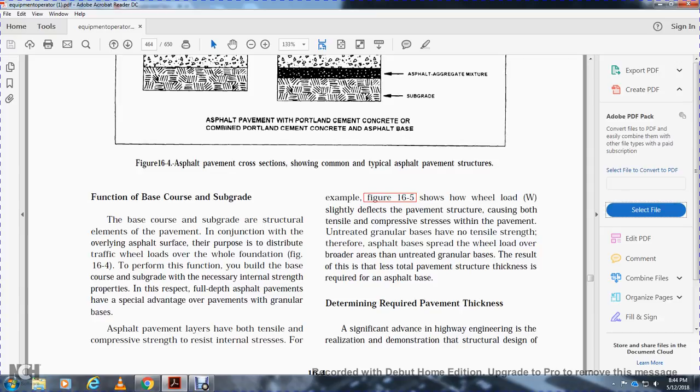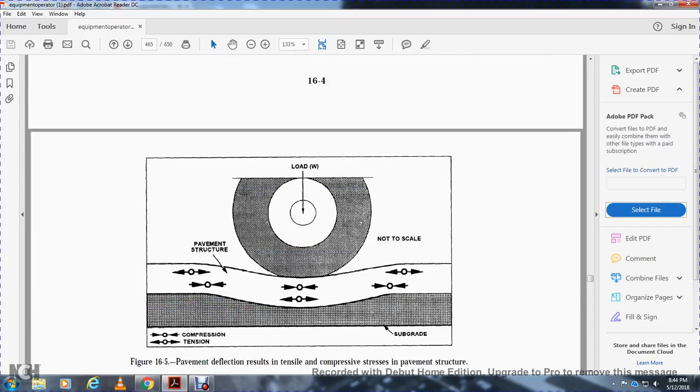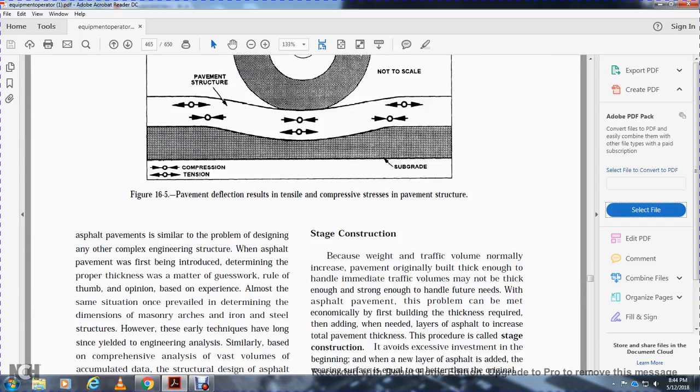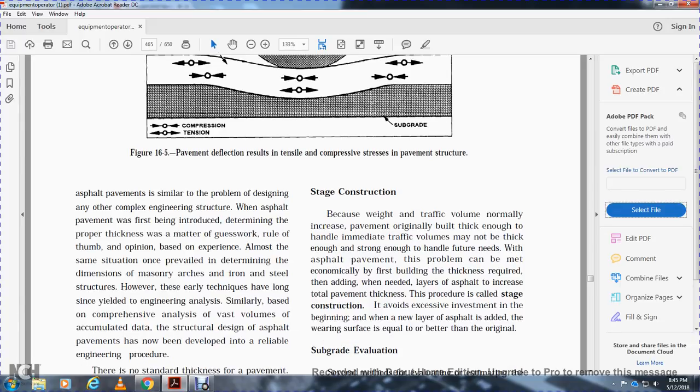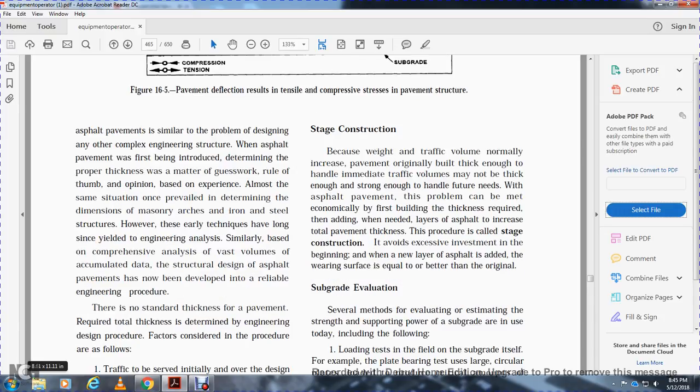Determining the required pavement thickness. A significant advance in highway engineering is the realization that the structural design of asphalt pavement is similar to the proper design of any other complex engineering structure. When pavements were first being introduced, determining the proper thickness of the material was guesswork. Rules of thumb and opinion based on experience prevailed, as they did in determining the dimensions of masonry arches and iron and steel structures. However, these were early techniques and have long since yielded to engineering analysis. Similarly, basic comprehensive analysis of the vast volumes of accumulated data on structural design of asphalt pavements has not yet been developed into a reliable engineering procedure.